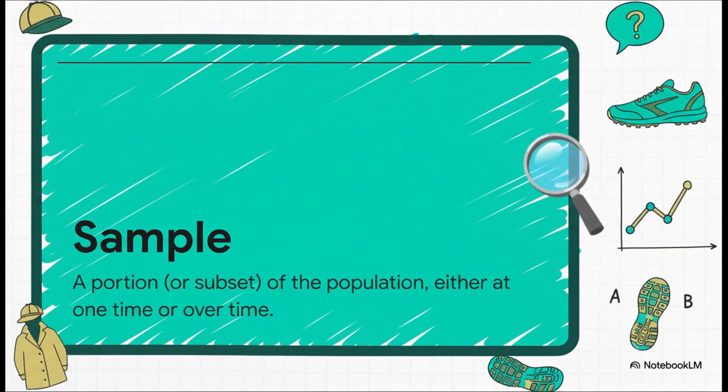Now, since we can't test an entire universe, we collect a sample. These are our fingerprints, our DNA evidence, our key clues. It's a small, manageable little piece of that population that we can actually get our hands on and analyze. For our shoe company, it's that limited number of soles they actually put through the ringer in those durability tests.